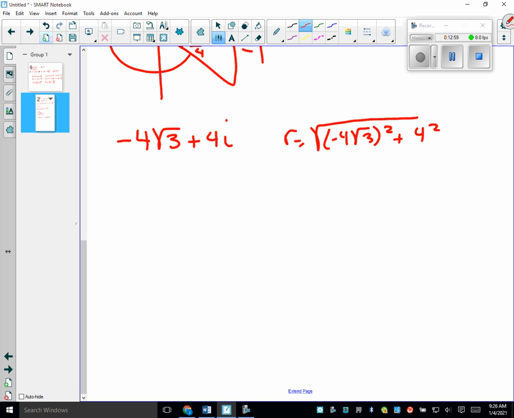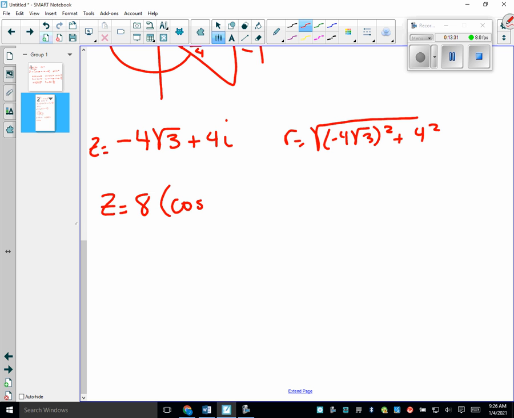Make sure everybody's... I got 2. You've got to put negative 4 radical 3 in parentheses, because otherwise it's only squaring the radical 3. Oh, that makes sense. Okay. So if this is my rectangular, R is 8, right?